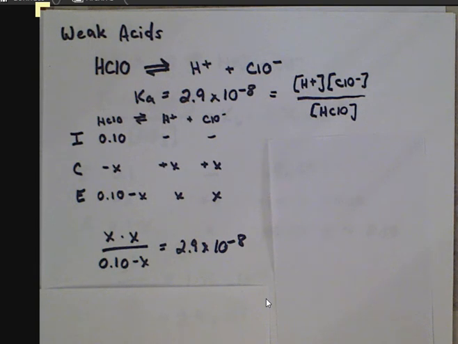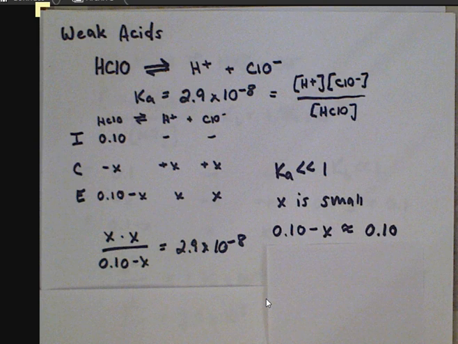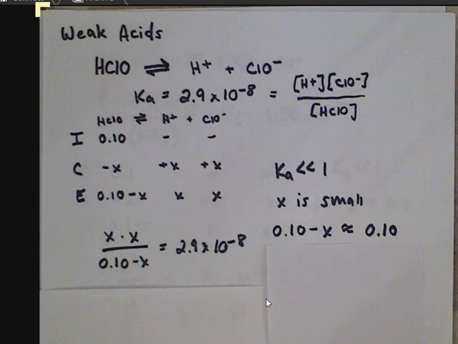So we're going to talk about that now, because it's an assumption we make with a lot of weak acids. Recognize that Ka is a very, very small value. It's a lot less than 1. And so the concentration of both the hydrogen ion and the hypochlorite ion are going to be very, very low. Okay? So low, in fact, that X is very, very small, and so that 0.1 minus X is really pretty much equal to 0.1. In other words, we're not going to produce enough hydrogen ion or hypochlorite ion to affect the initial concentration of the hypochlorous acid. Okay?